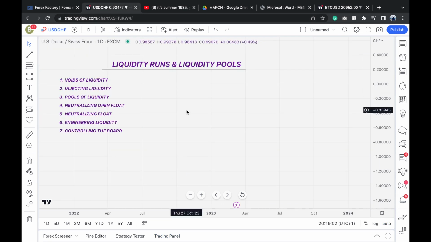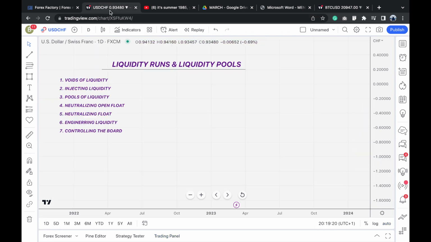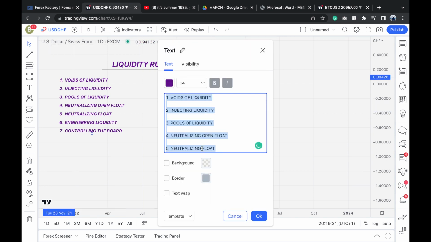So what is open float liquidity? Open float liquidity is the pre-existing liquidity or the current liquidity in the marketplace. That's what we call open float liquidity. Open float, meaning liquidity currently in play. So injecting liquidity also ties into neutralizing open float liquidity. I think I probably typed this in twice. This is supposed to be neutralizing pending float liquidity, not open float liquidity. Okay.